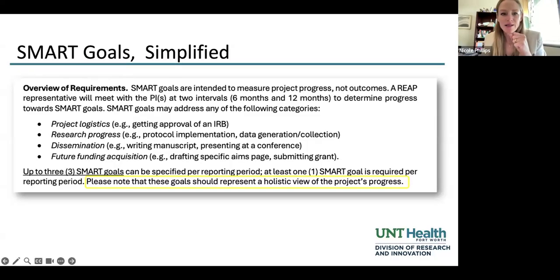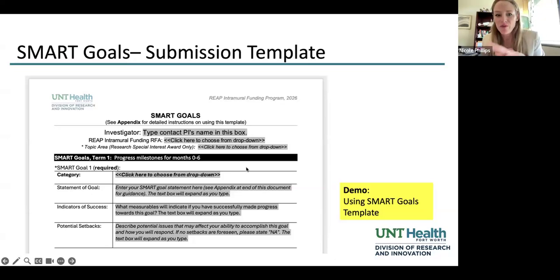So let's take a look at the template real quick. This is just a screenshot of what the top of the template looks like, but I'm going to pull it up and we'll walk through it.